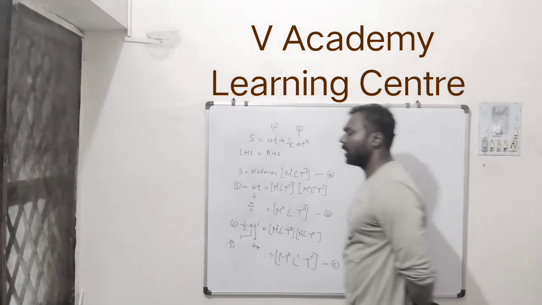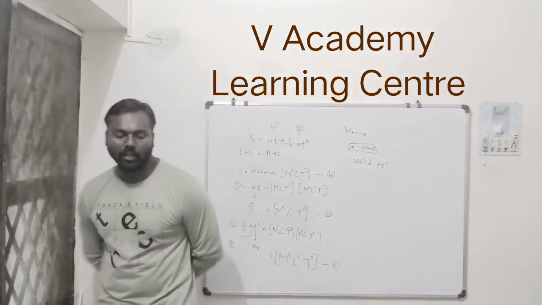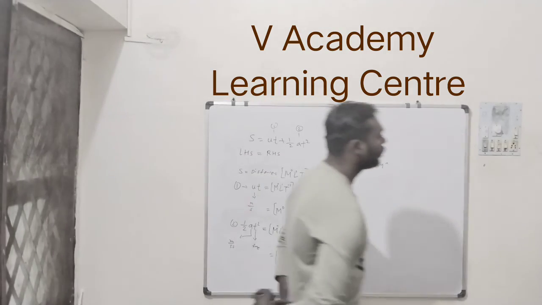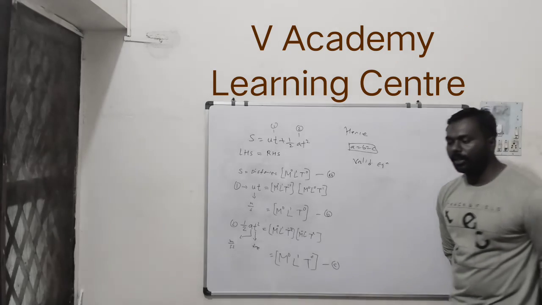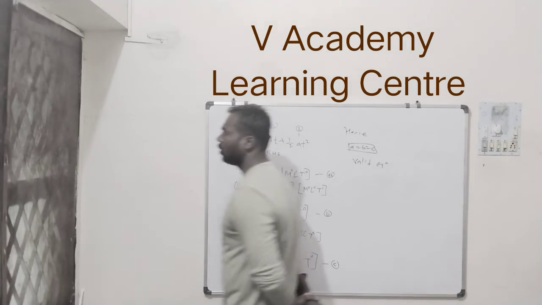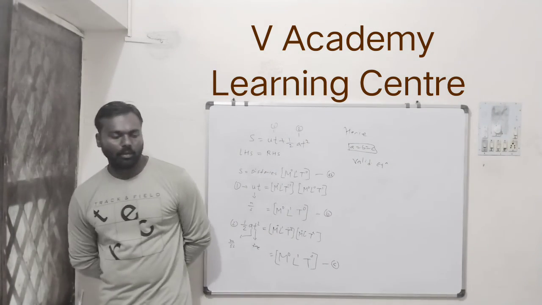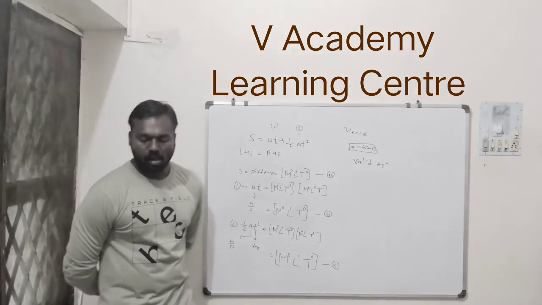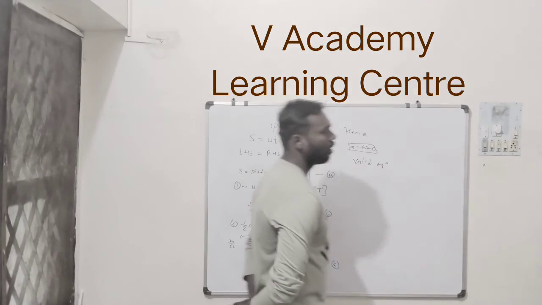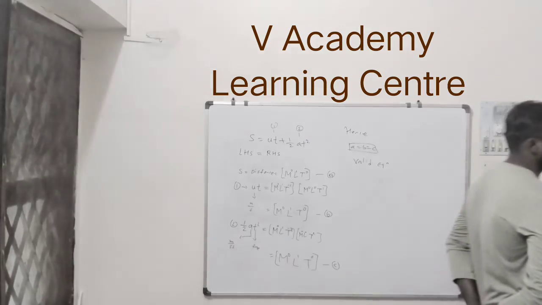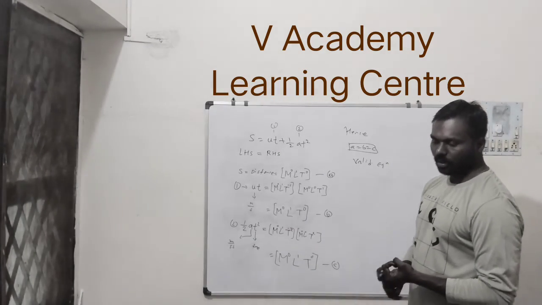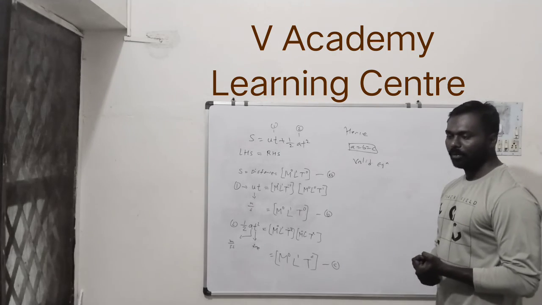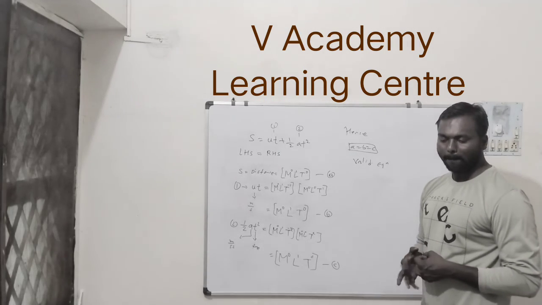The remaining formulas you have to work out as homework. How many remaining formulas? 3 and 4. First one, v equal to u plus at. v square equal to u square plus 2as. Next one, this one.